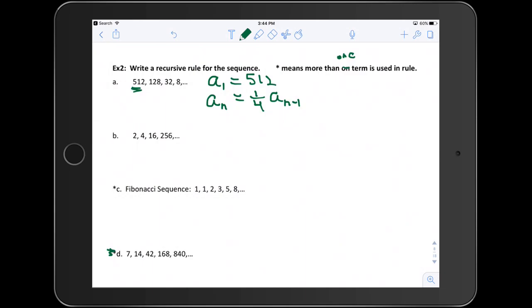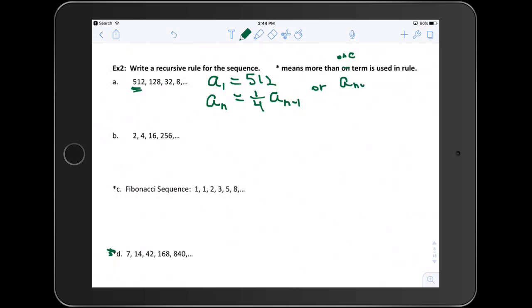So what we're saying is that if you take a sub 1 and divide it by 4, you get 512. How do we get to that first term? Well, we subtract 1 from that term number to get it back to that first term. So, by the way, with recursion, there's no such thing as necessarily the difference or the ratio. I mean, there is, but there's no rule that says you can't say it like this.